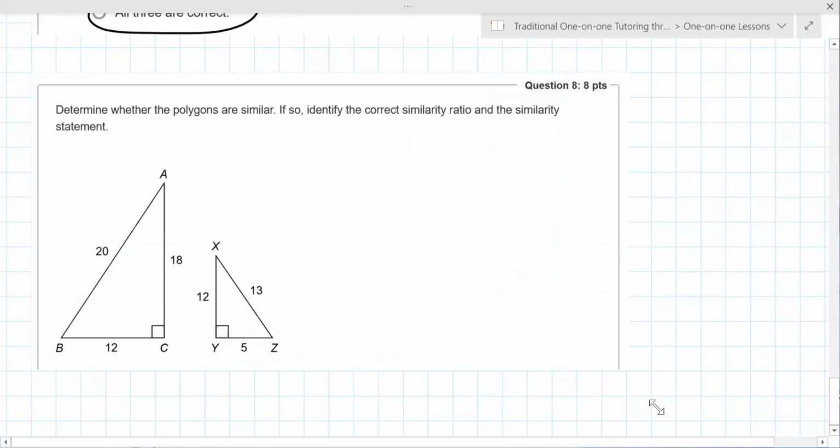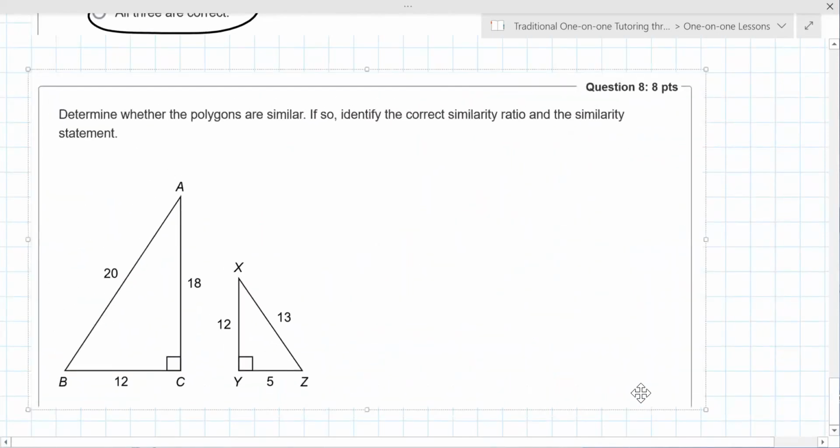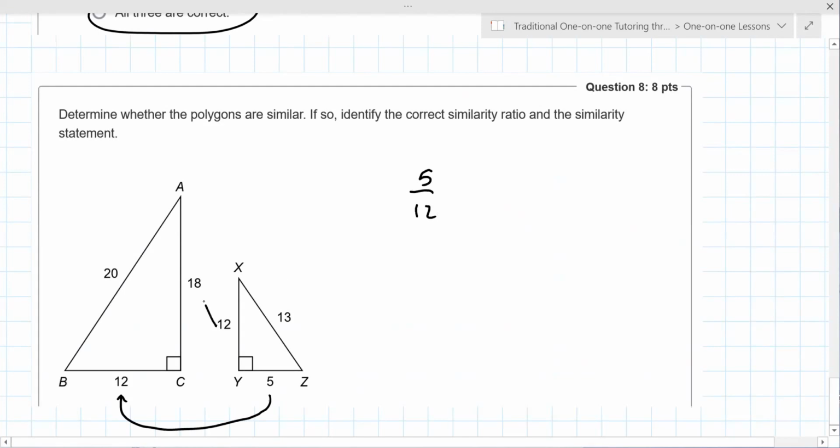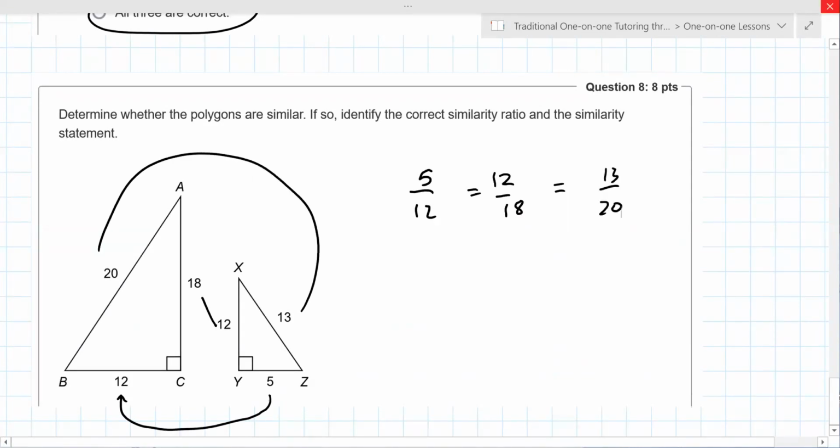Determine whether the polygons are similar. If so, identify the similarity ratio and similarity statement. So which side does 5 go with? 12. 5 goes with 12. Which side does 12 go with? 12 goes with 18. And what about the 13? Goes with 20. All right, so you tell me, are those the same? And you're welcome to use a calculator if you need to.